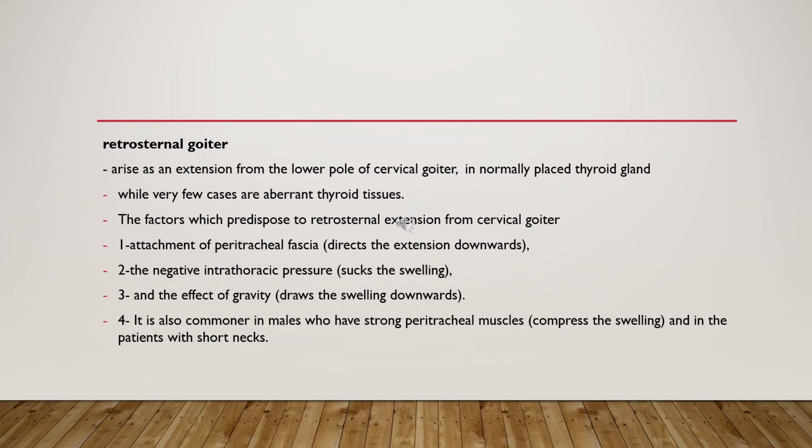Retrosternal goiter. It arises as an extension of the lower wall of the cervical goiter in a normally placed thyroid gland, while in very few cases it is aberrant thyroid tissue. The factors which predispose to retrosternal extension from cervical goiter: first, attachment of the pretracheal fascia directs the extension downward. Second, negative intrathoracic pressure. Third, the effect of gravity. And finally, it is also commoner in males who have strong pretracheal muscles that compress the swelling, and in patients with short neck.